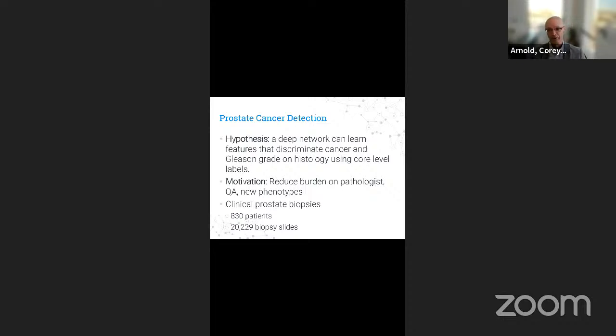So again, I'm focusing on prostate cancer, and in the digital pathology space, our hypothesis was that a deep network could learn features that discriminate cancer and Gleason grade on histology using core level labels. Our motivation was to reduce the burden on the pathologist, to maybe offer quality assurance programs, and to discover new phenotypes. Here we had clinical prostate biopsies. This work is maybe 2-3 years old, I think. 830 patients and 20,000 biopsy slides.